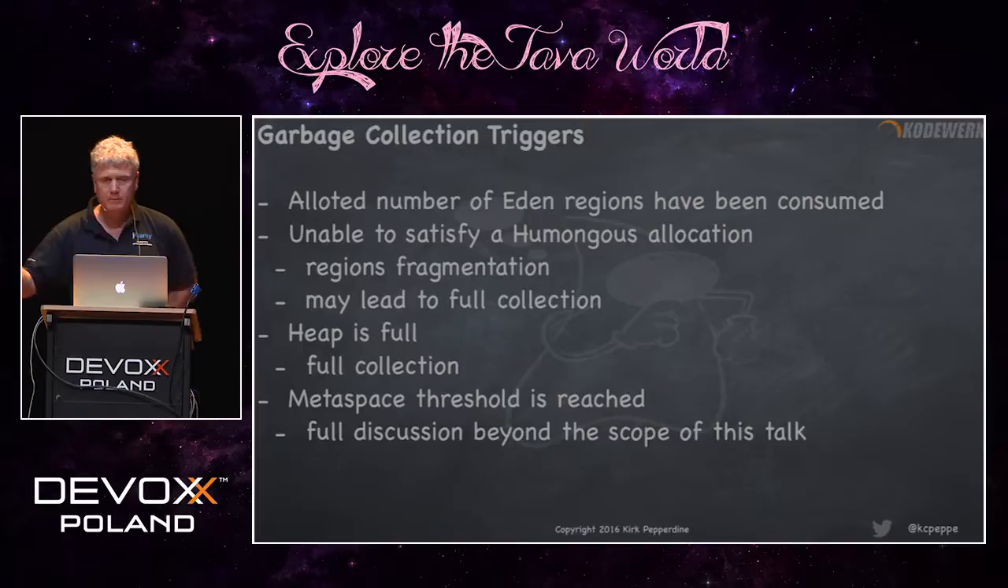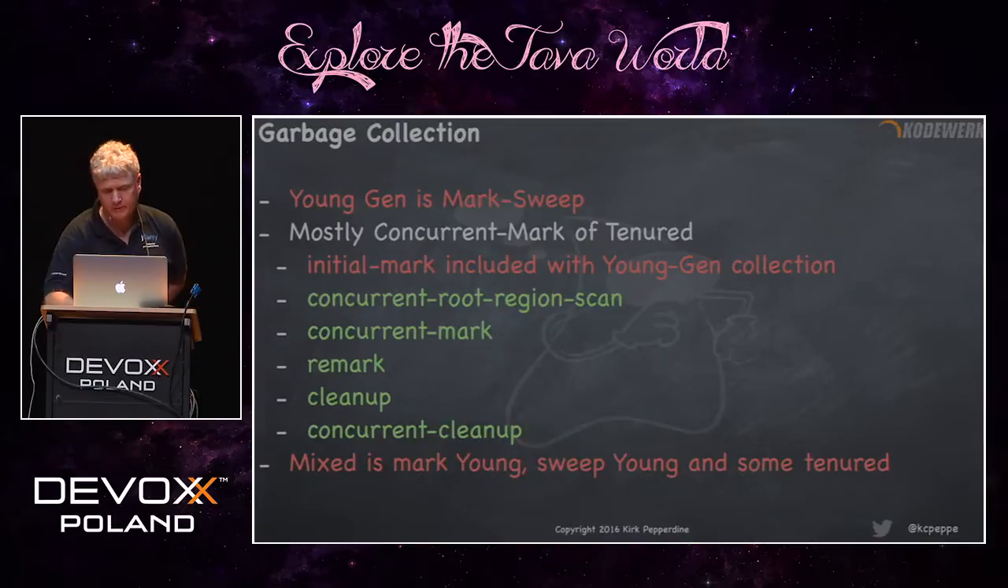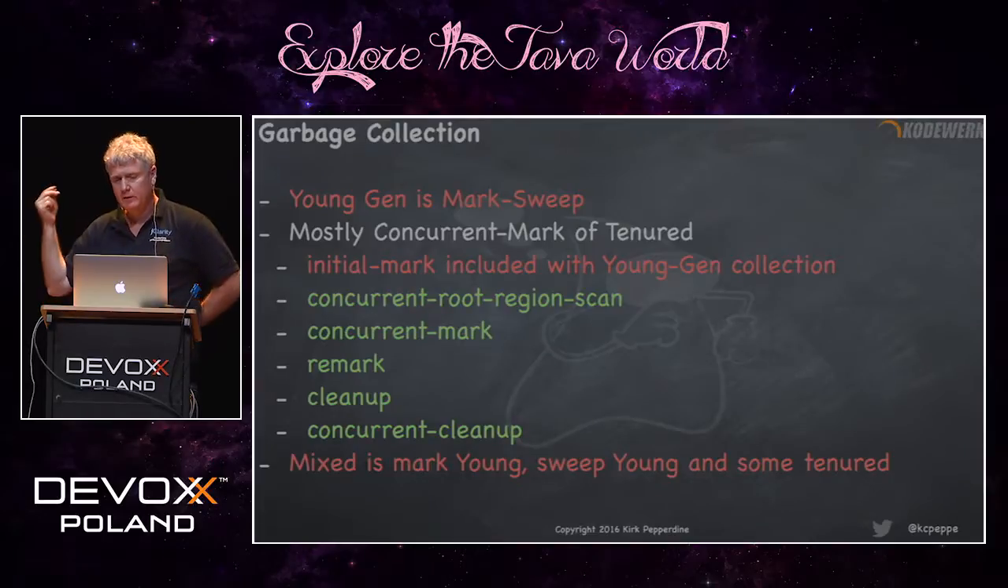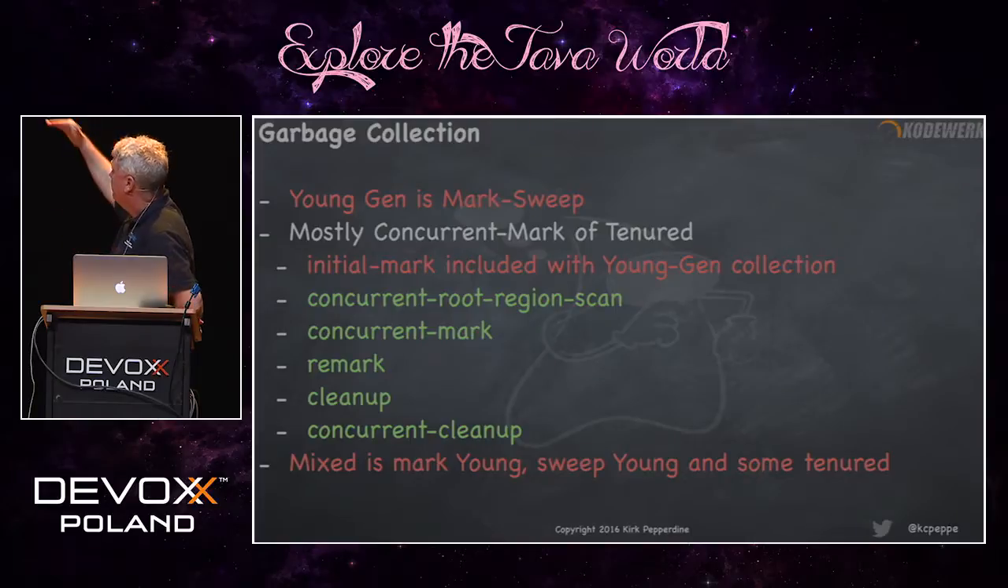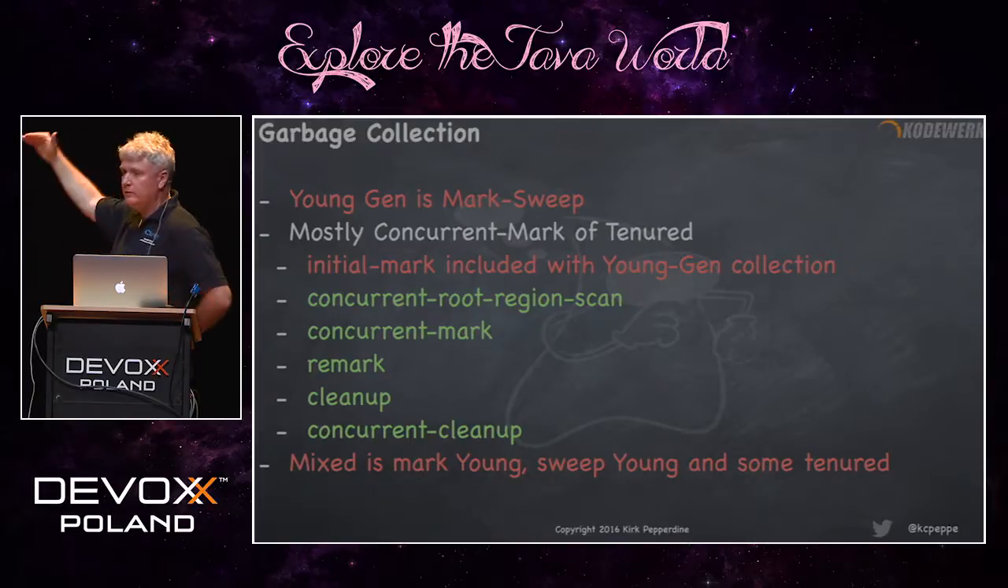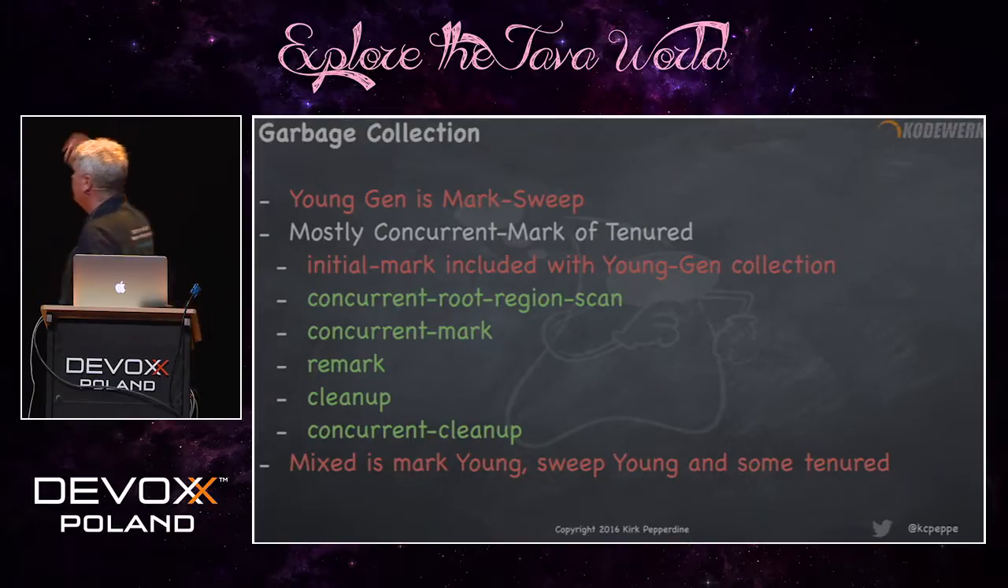Okay, so YoungGen is going to be a complete mark sweep, and when we hit the IHOP, it'll signal that we need to do a mark of tenured, and the mark of tenured is mostly concurrent. It starts with an initial mark. The initial mark will be piggybacked on the young generational collection, and then you're going to see here's all the phases. The green ones are concurrent, the red ones are stop the world phases. Right? So it's pretty much as you would expect.